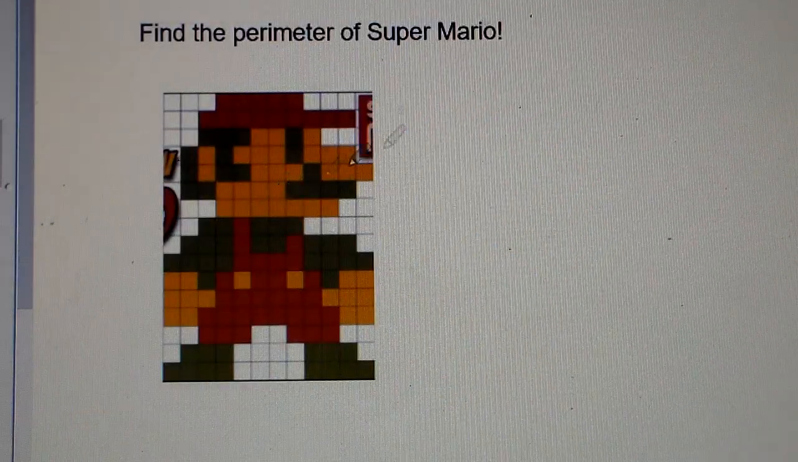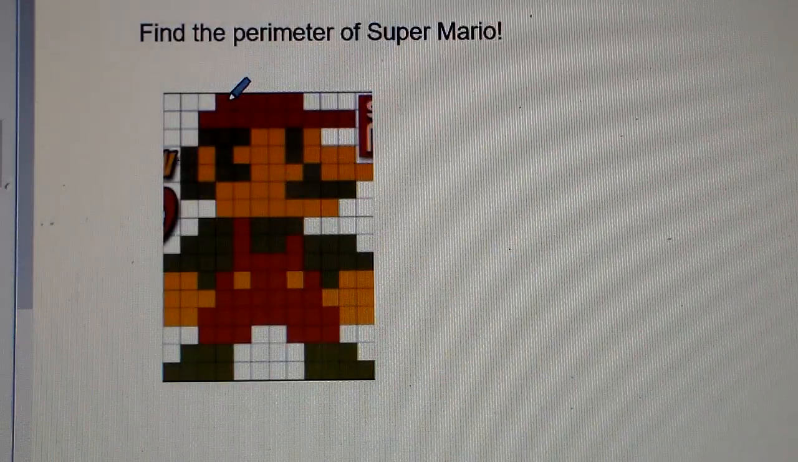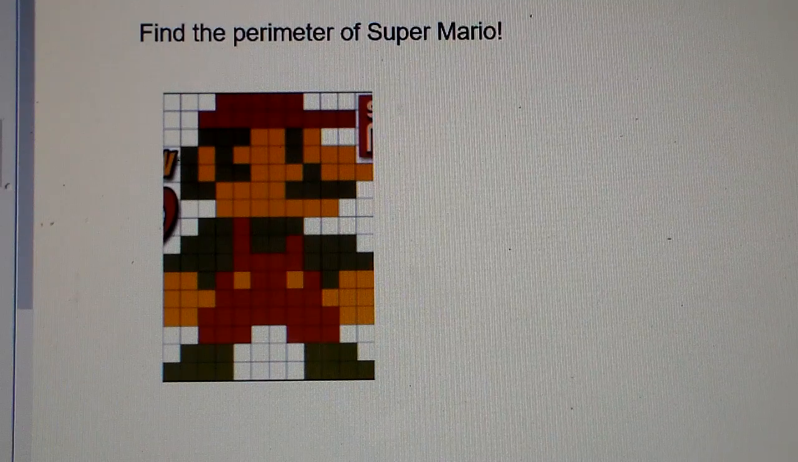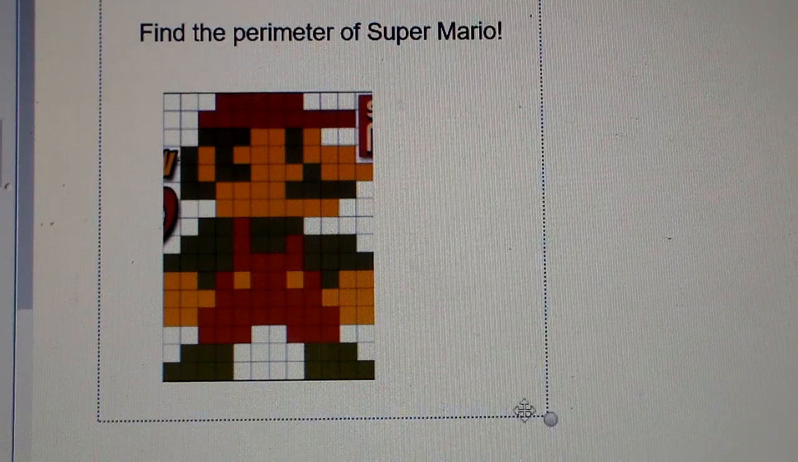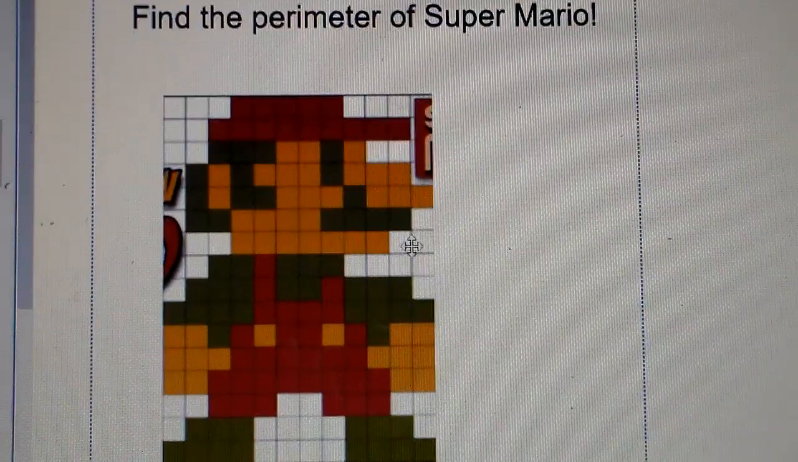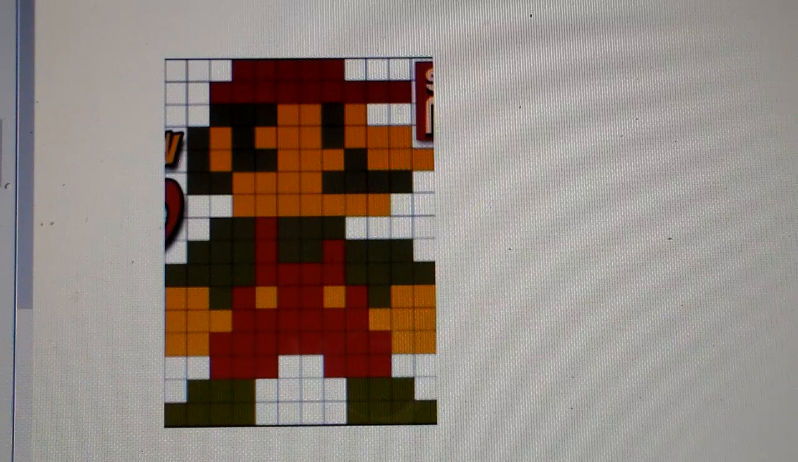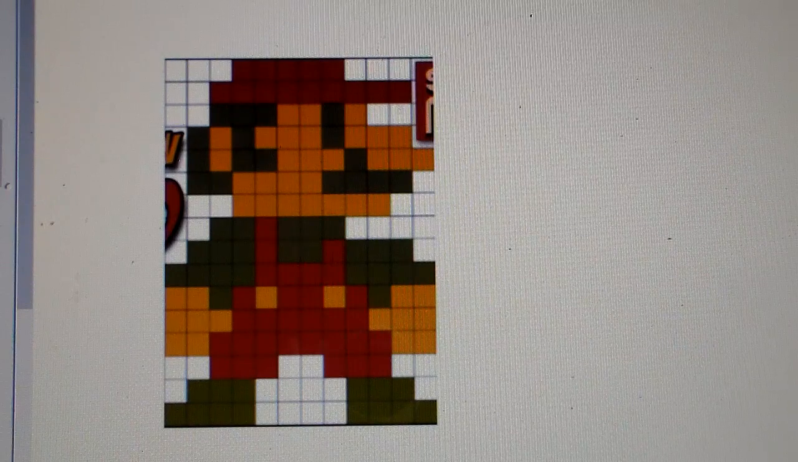Let's find the perimeter of Super Mario. Even though it's not labeled, you could just count up the boxes. 1, 2. Actually, let's make them bigger so it can fit on your screen. There we go. Alright, let's do it in blue.